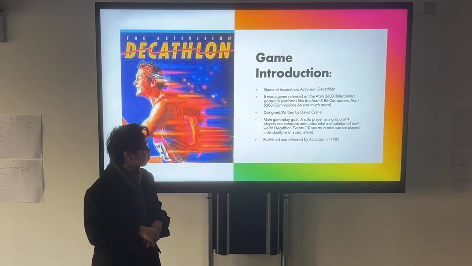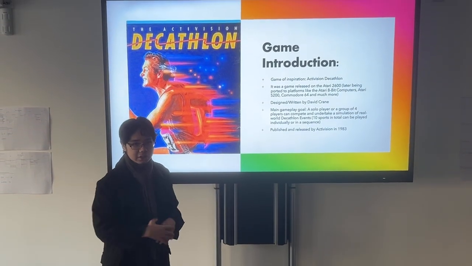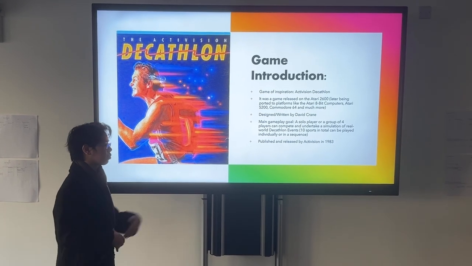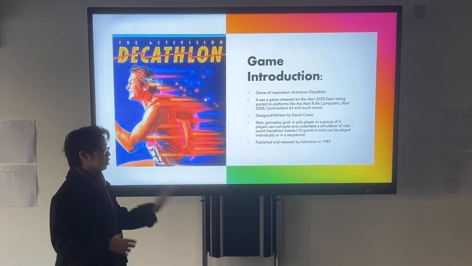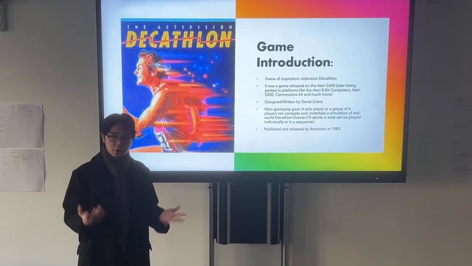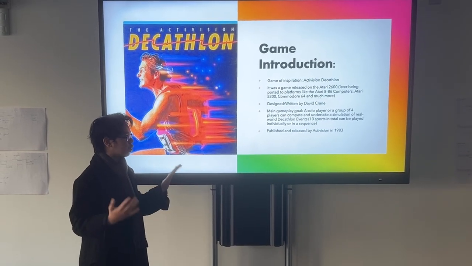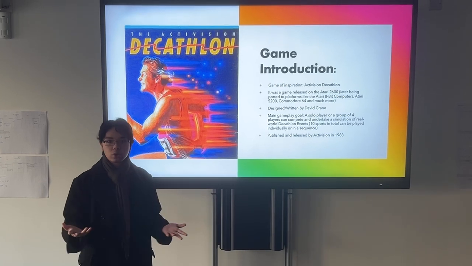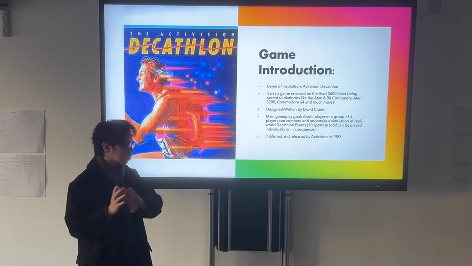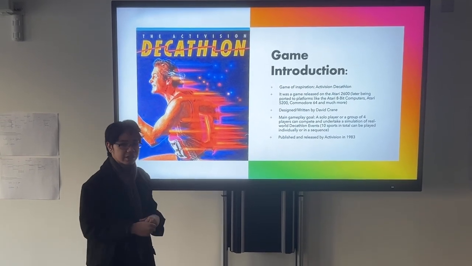So, about the game itself, our game of inspiration is Activision Decathlon. It is a game that originally released on the Atari 2600 and was later ported onto other platforms, as you can see there. It was designed, written and coded by a guy named David Crane, and the main goal of the original game is that a group of 4 people or a solo player can compete and undertake simulations of real-world decathlon events, 10 sports in total, which can be done individually or in a sequence. It was published and released by Activision themselves in 1983.